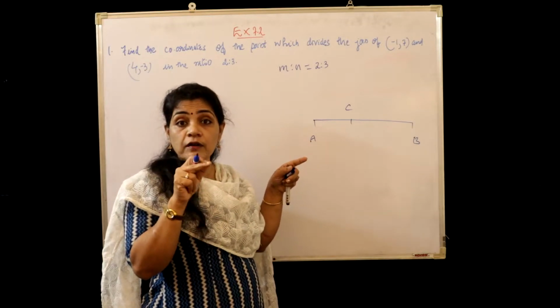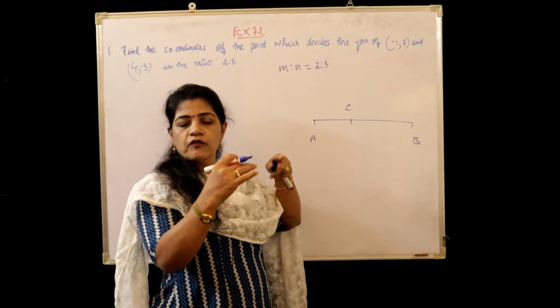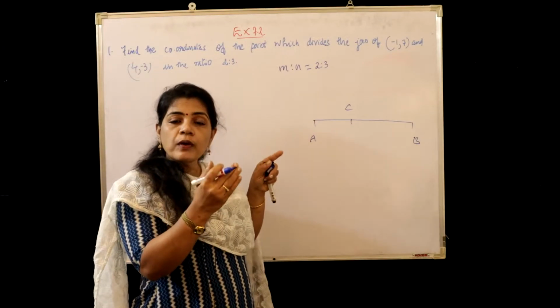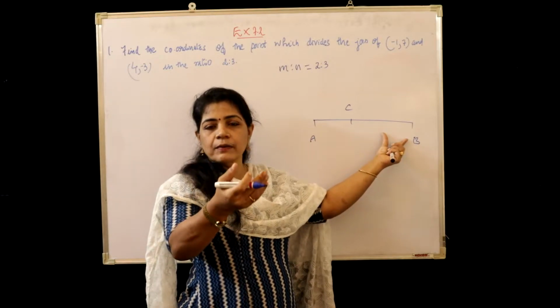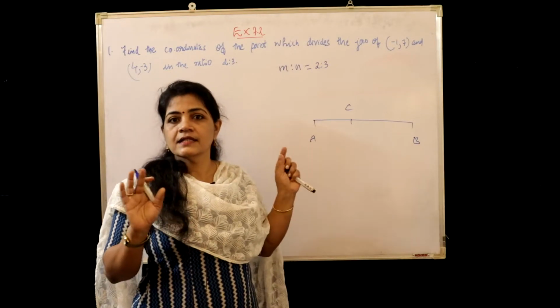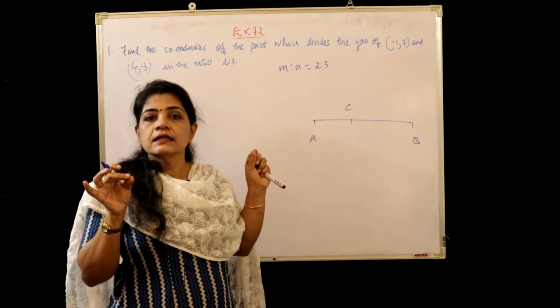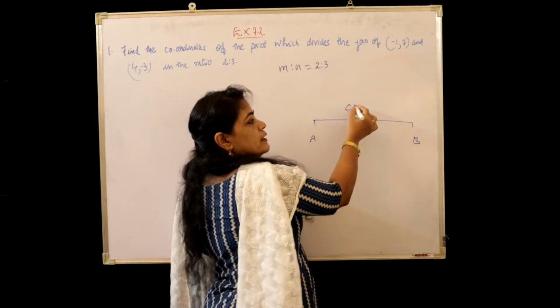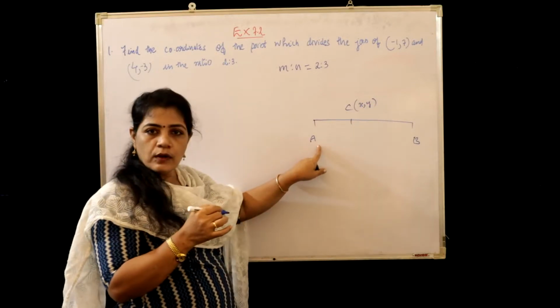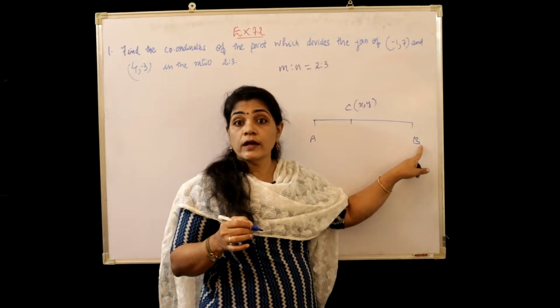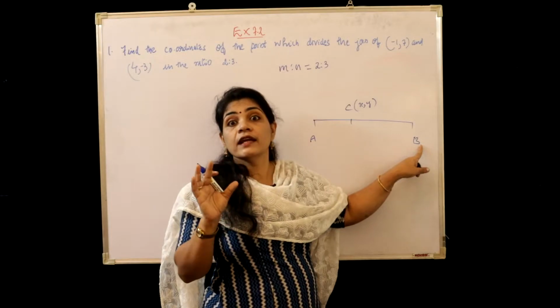From where did we get 5? The sum of the ratio. Okay, 5 equal parts. The 2 parts are for AC and the 3 parts go to CB. That is the meaning. And we need the coordinates of C, let it be x, y. This is x1, y1 and this is x2, y2. That order is very, very important.